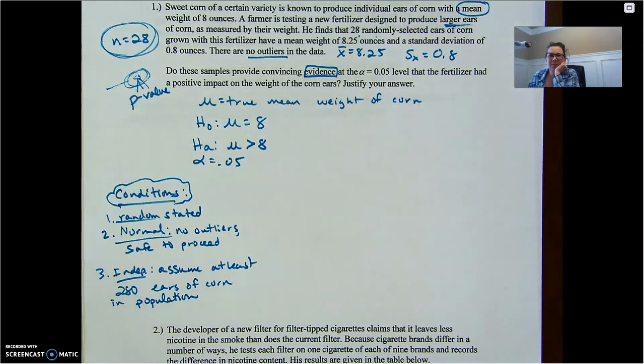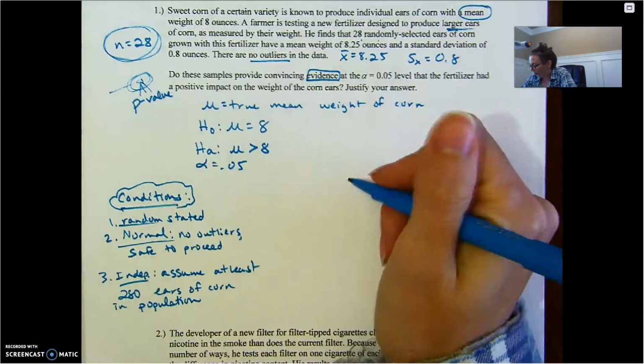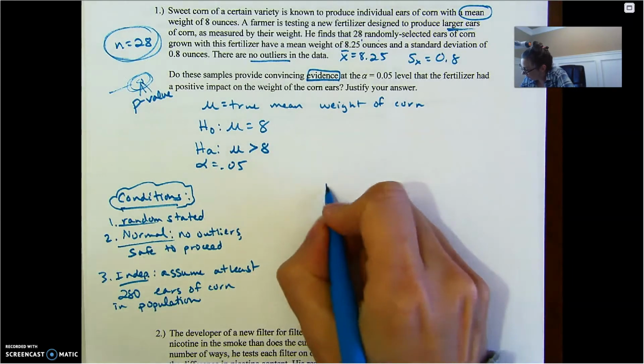Pretty sure you'd have a lot more than that. I'm not a corn farmer, right? I can't even take care of my own hair. So anywho, formula time.